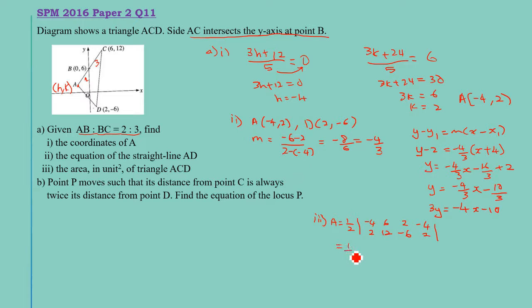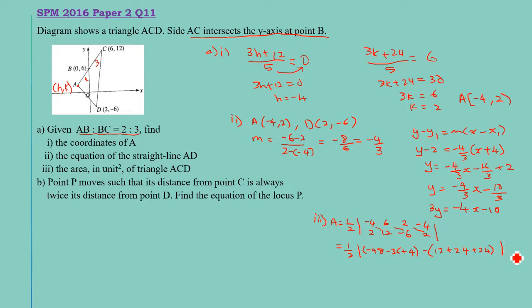Okay, after this, what you need to do is you multiply. Multiply this way. So -4 times 12, I'm just going to write it out. So we have -48, 6 times -6, you get -36. 2 times 2, you get +4. Minus, now the opposite way. So 6 times 2 is 12. 2 times 12 is 24. And -4 times -6 is +24.